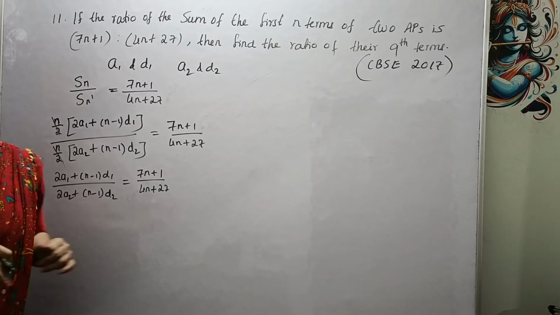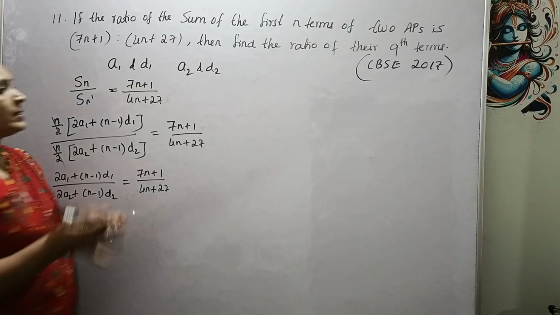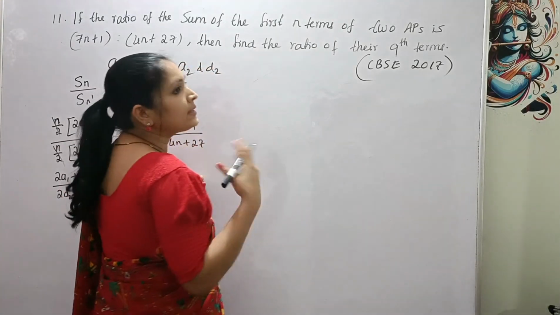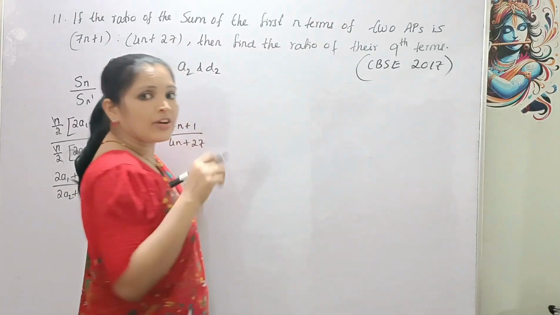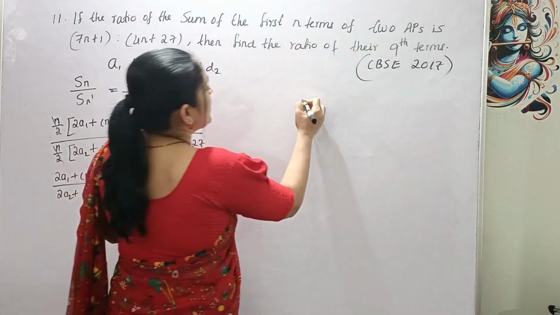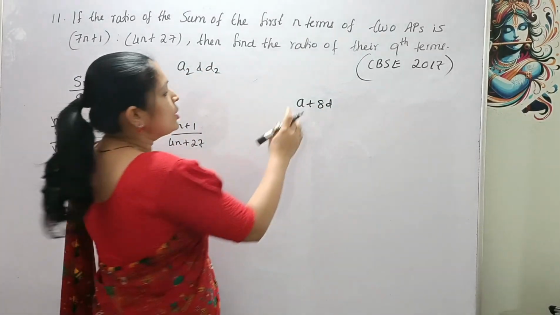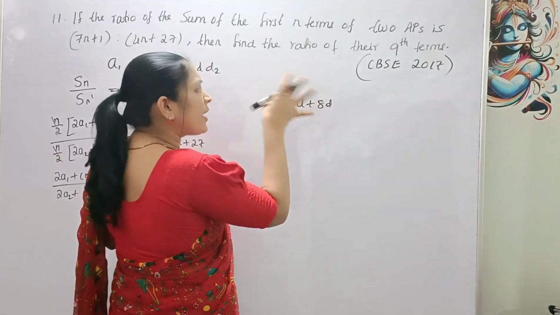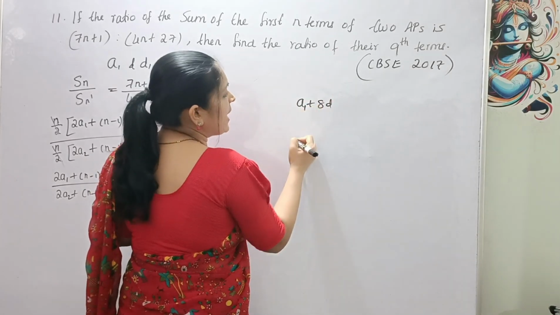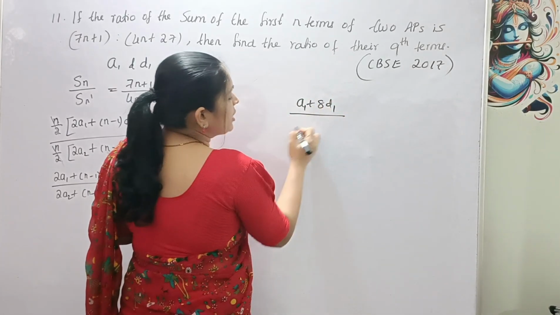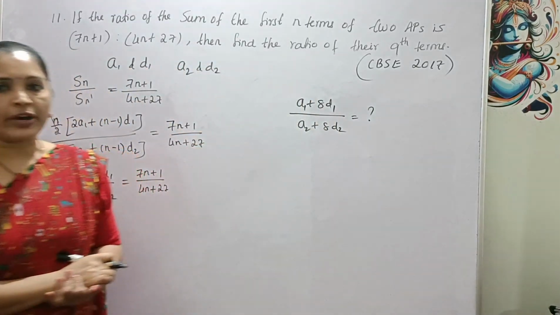Now what we have to find is the ratio of their ninth terms. How can we write the ninth term? If a is the first term and d is the common difference, then the ninth term is a plus 8d. So we have to find the ratio of the ninth term of the first AP to that of the second, that is a1 plus 8d1 divided by a2 plus 8d2.